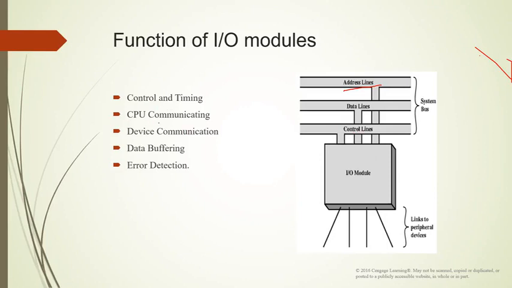Control and timing, CPU communicating, device communicating, data buffering. Here is a data buffer, also error detection. So I will ask, what are the main functions of the IO module? The IO module controls all input-output devices according to the instructions given by the CPU. So what does it control?